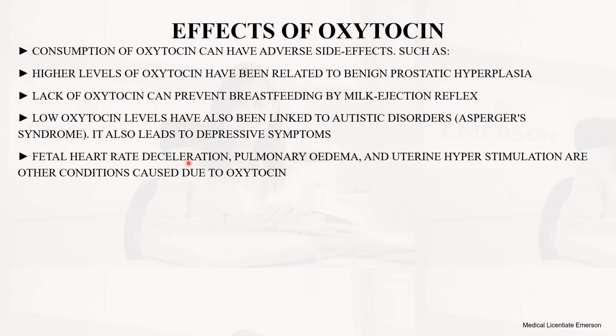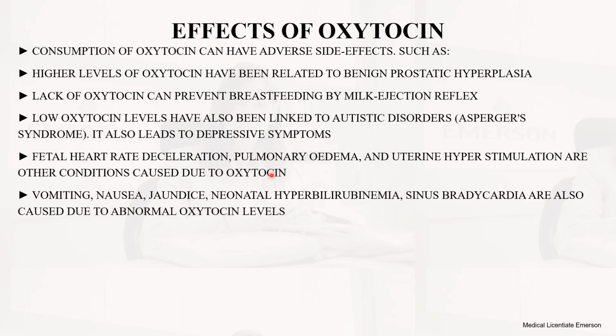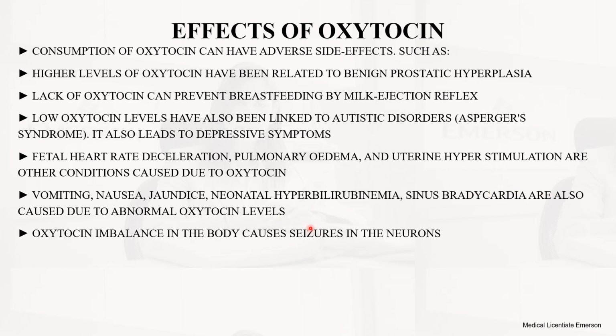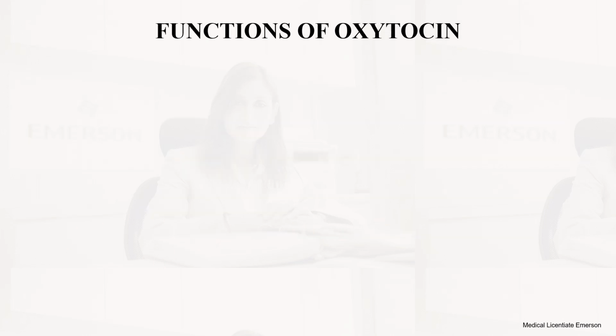Then fetal heart rate deceleration, pulmonary edema, and uterine hyperstimulation are other conditions caused due to oxytocin. Okay, then vomiting, nausea, jaundice, neonatal hyperbilirubinemia, and sinus bradycardia are also caused due to abnormal oxytocin levels. Then oxytocin imbalance in the body causes seizures in the neuron.